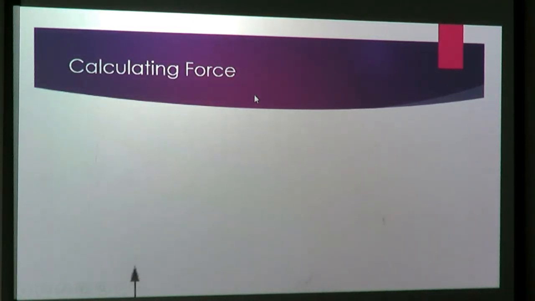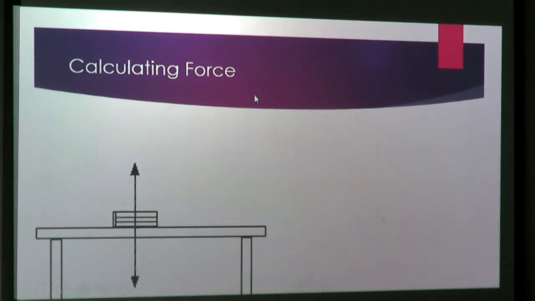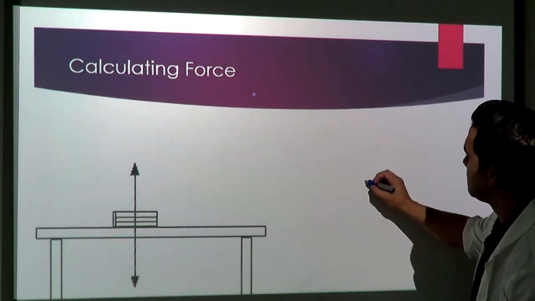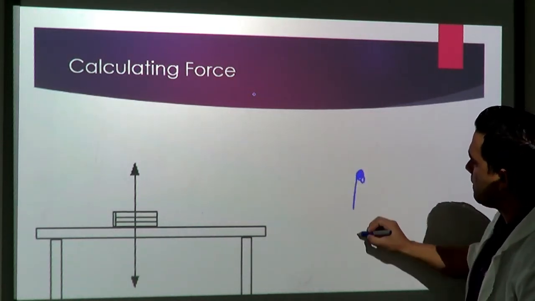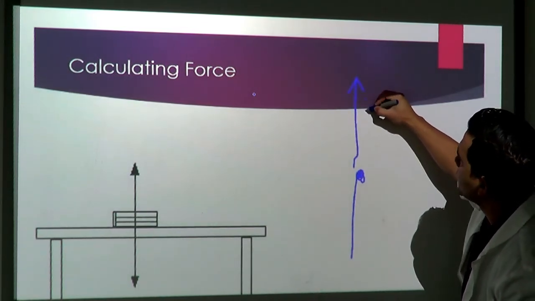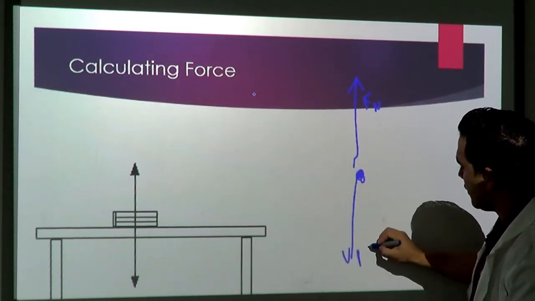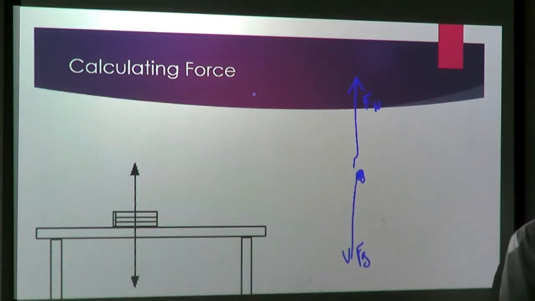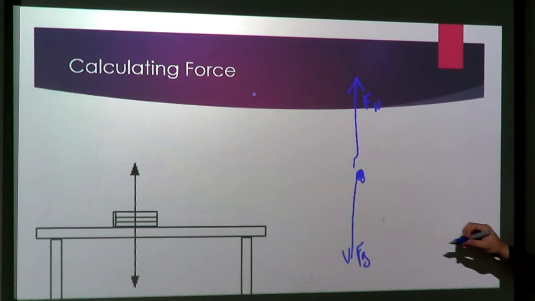Calculating forces. Now I have a book on top of the table, using a free body diagram again, and let's calculate the net force acting on that book. Right now we have two forces acting on the book. Who's going to give me that? The normal force and the gravitation, because it's at rest. And I can say that the force of gravity on the book is going to be negative 20 newtons. This is just an example.